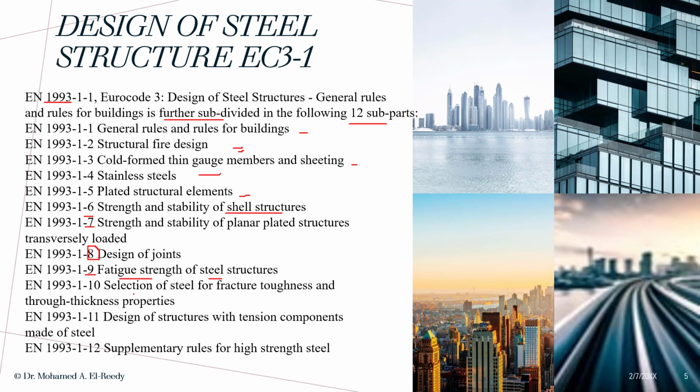Selection of steel for fracture toughness and through-thickness properties will be covered by part 10. Part 11 is the design of structures with tension components made of steel, like wires and so on, which carry tension only. Then 1993-1-12 gives supplementary rules for high strength steel. So we will focus here on 1993 part 1, general rules and rules for buildings, which is covered in our course. That will be discussed in the next lectures.